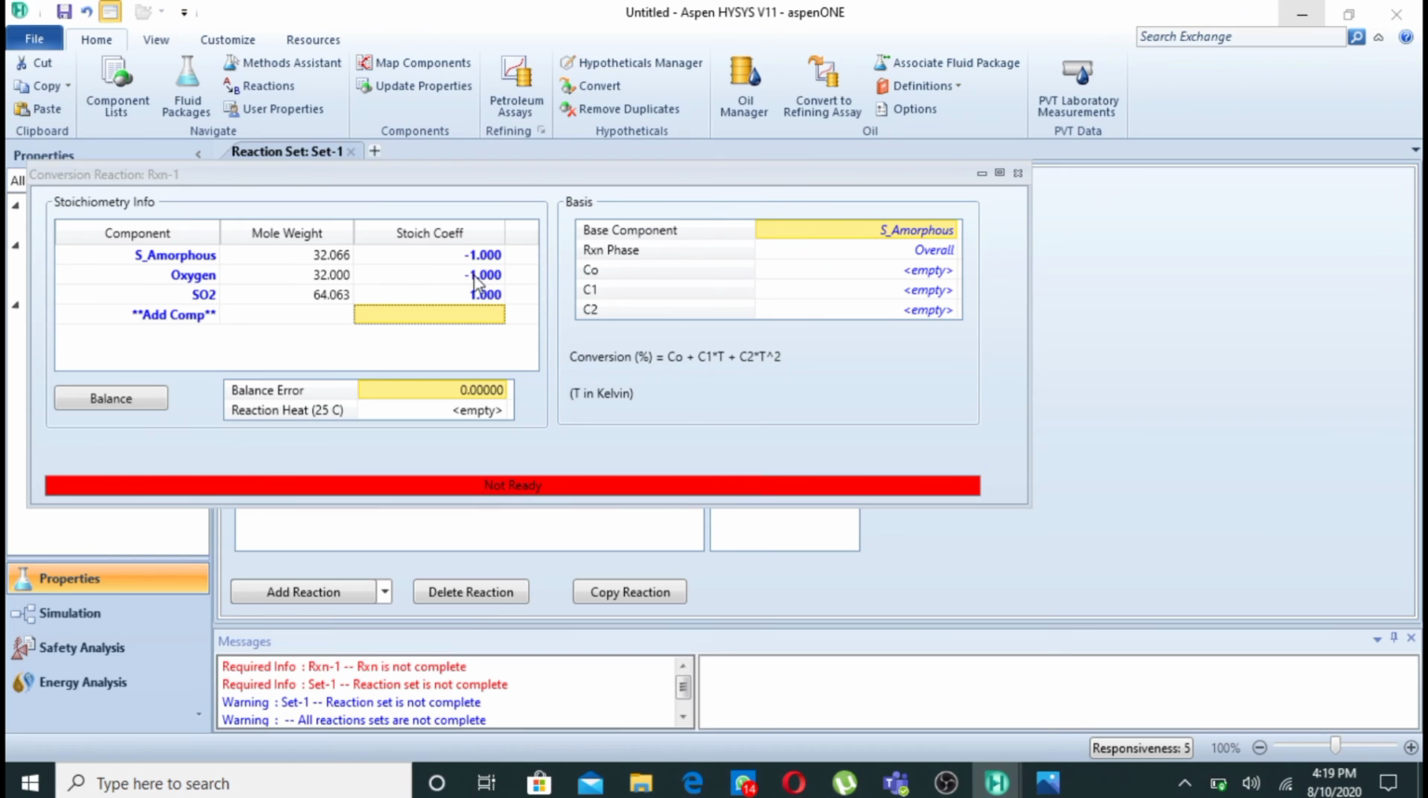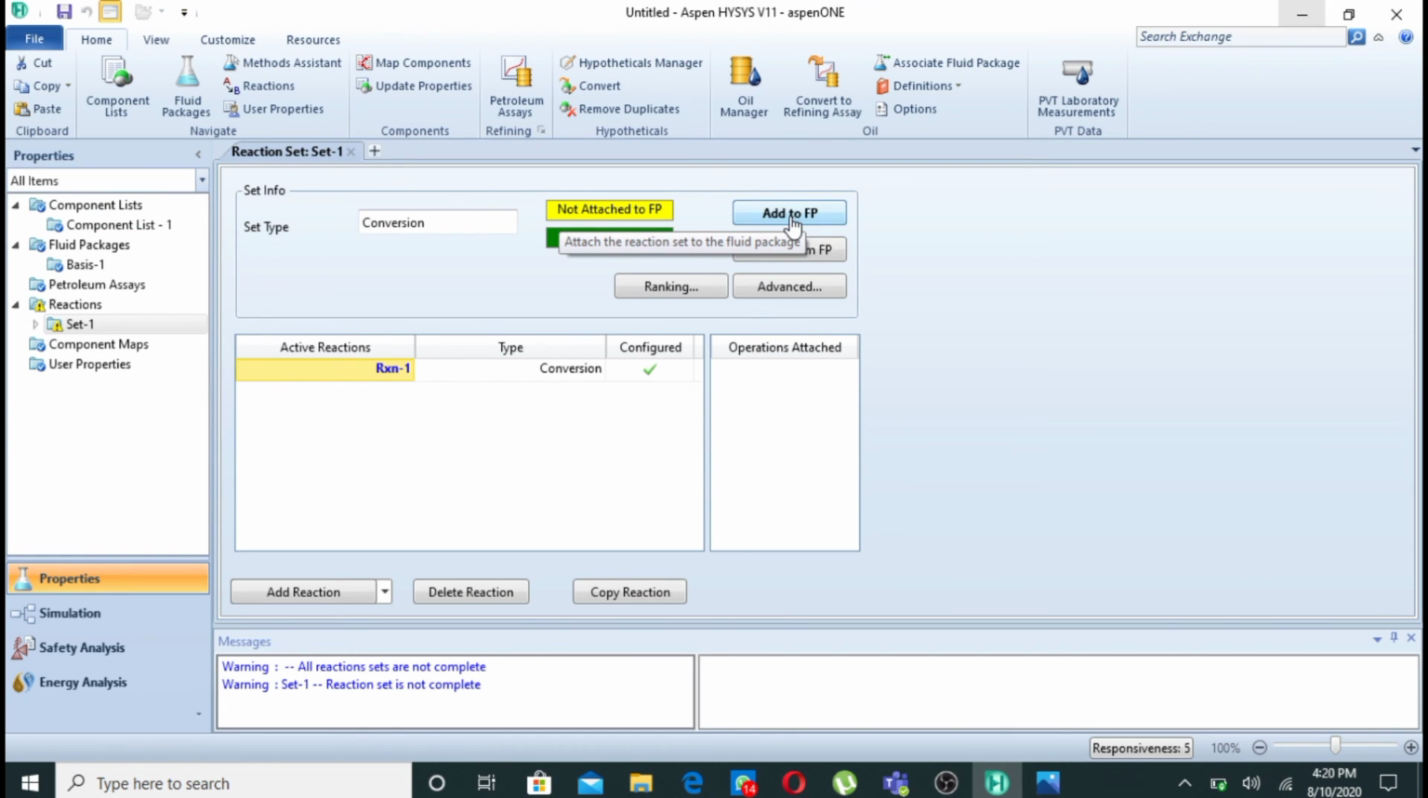It is a basic thing that Aspen Hysys understands which are the reactants and which are the products. All the coefficients with a minus sign, it assumes are reactants, and with no sign, it assumes they are products. Now you can see it is written that the balance error is 0, so my equation is balanced. Our base component is sulfur amorphous, and it is also the limiting reactant. We are giving oxygen in excess, as you have already seen, we had 100% excess. In the conversion, I told you that 100 kg moles were fed and 10% remained unreacted, so the reaction conversion is 90%. I will write 90% here, so our reaction is ready.